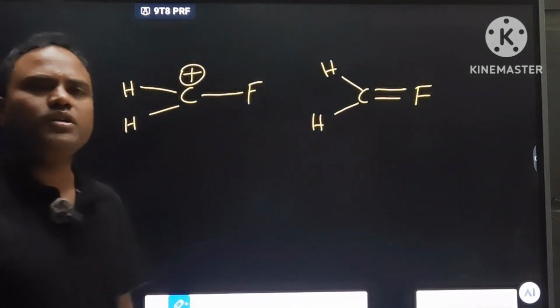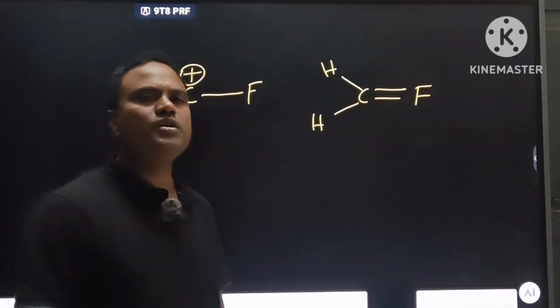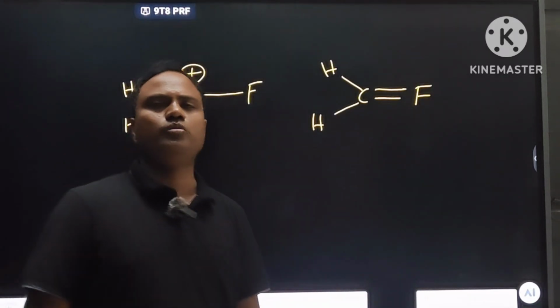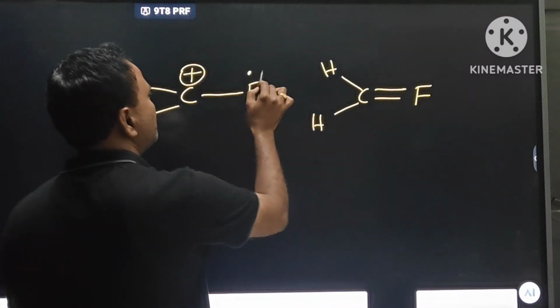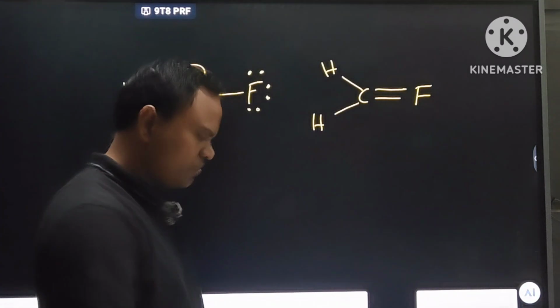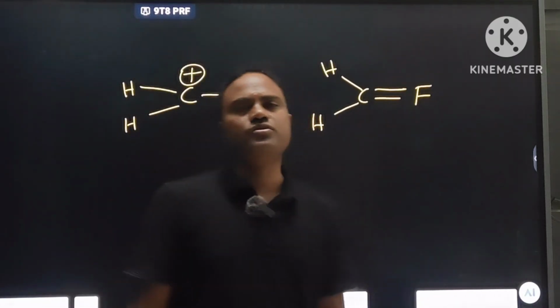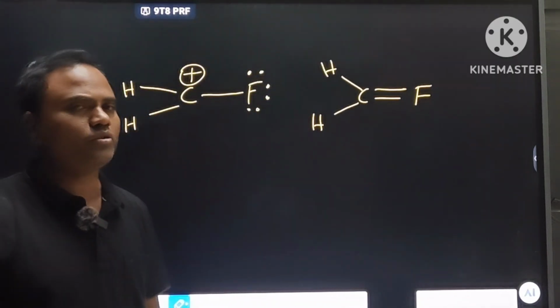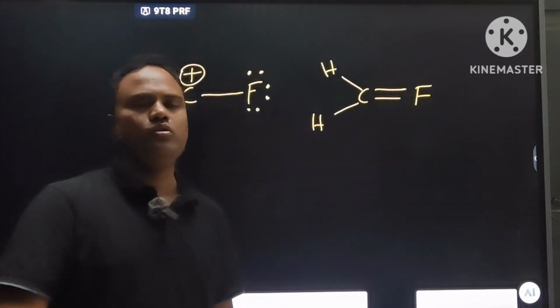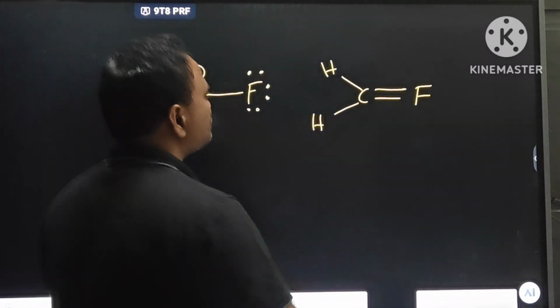See, one more point I wanted to tell you. Halogens are having how many electron pairs on them? Fluorine, chlorine, bromine: 3. Remember, halogens always contain 3 lone pairs. Oxygen contains 2 lone pairs. Nitrogen contains 1 lone pair. Clear?